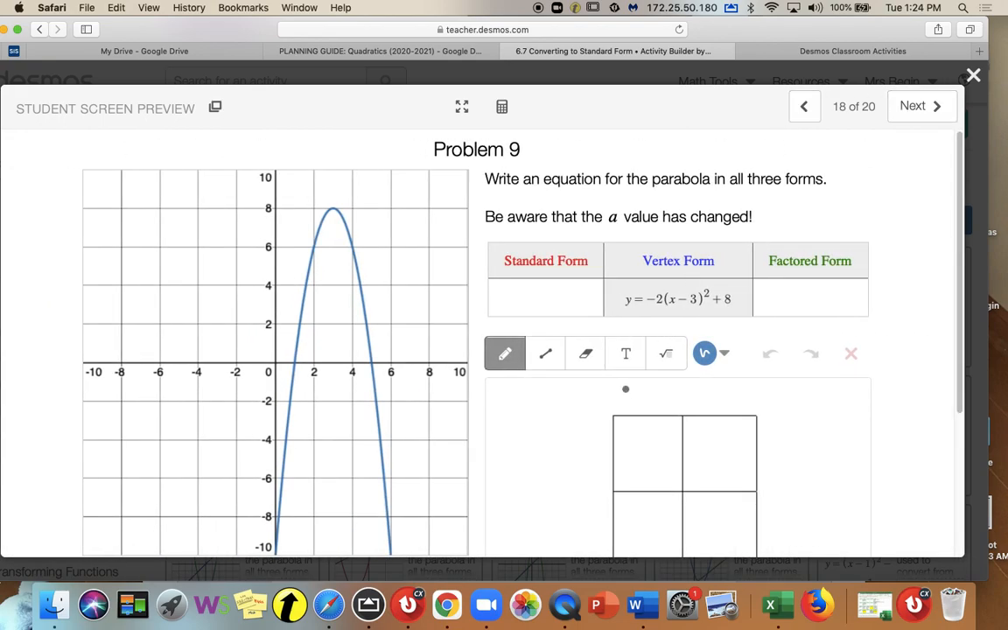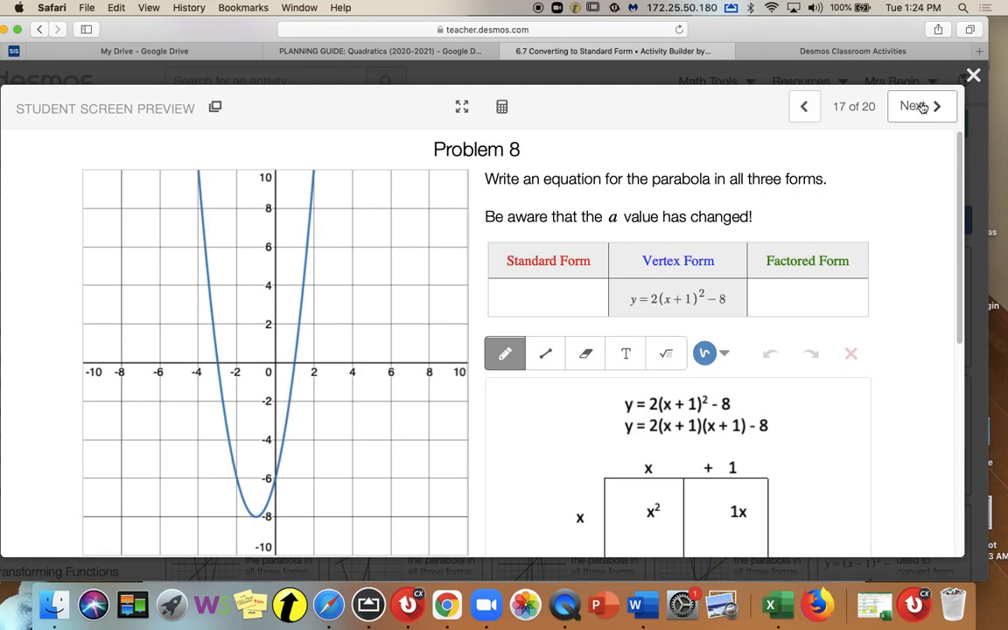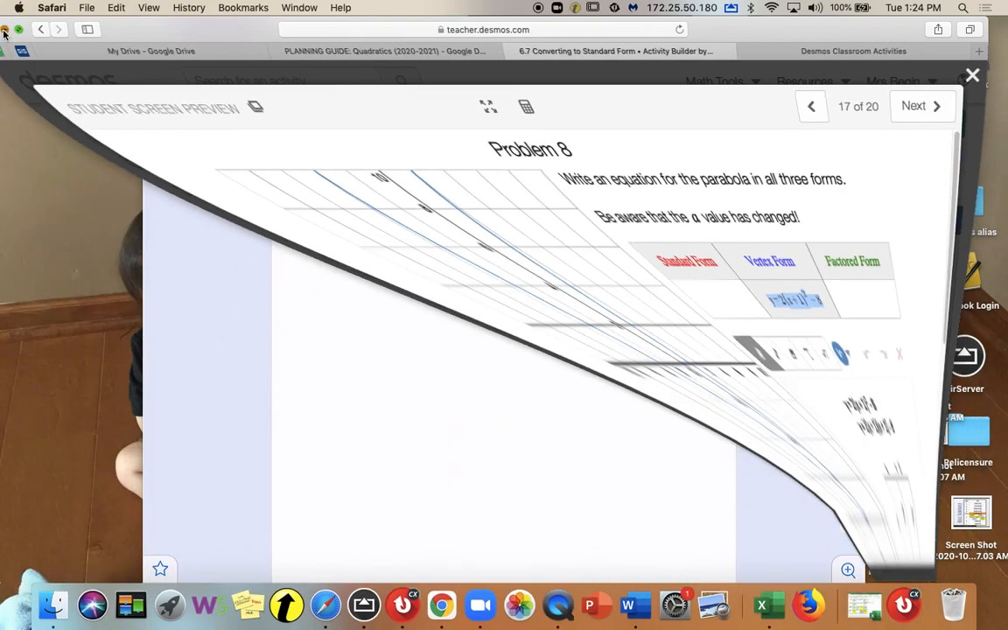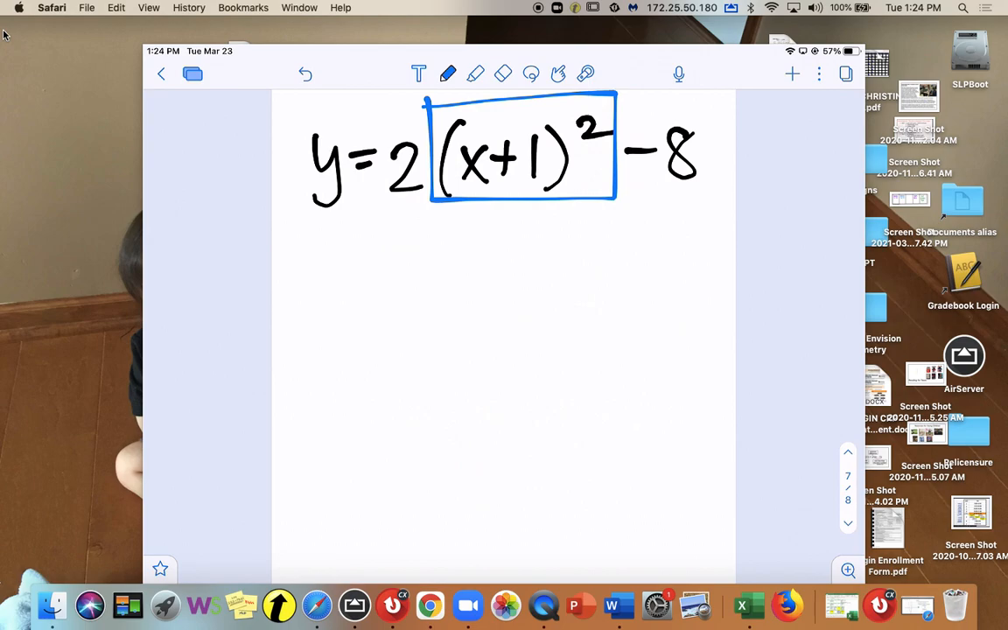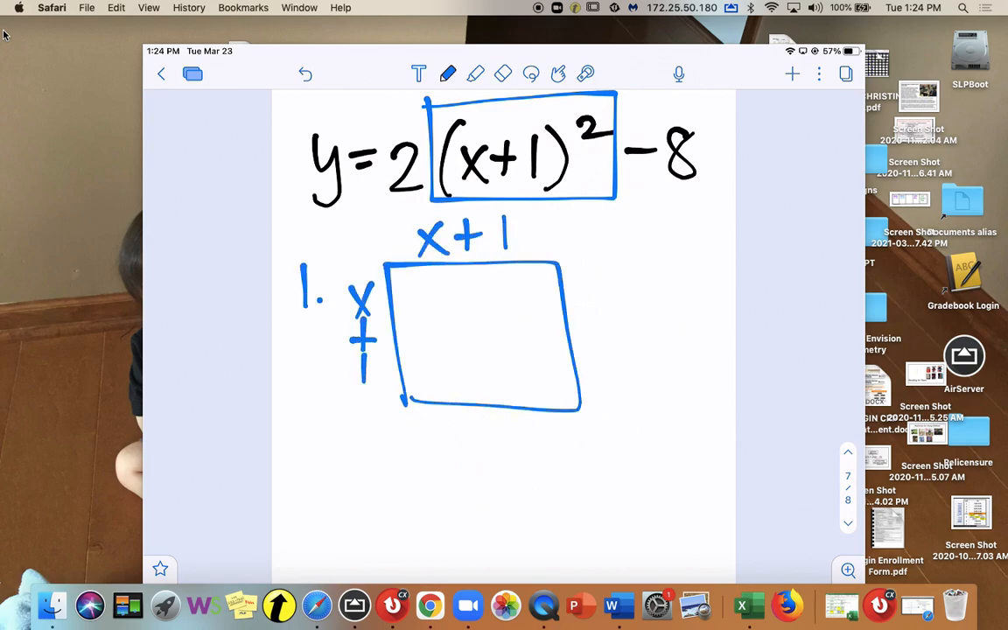Okay, so let's take a look at, well, what if there's a number in front, for slide number 8, problem 8, slide 17. All right, so this vertex form, we have that 2 in front. We have the parentheses, the squared, minus 8. First step is the box. Okay, so I'm going to write this up. So I have y equals 2 times x plus 1 squared minus 8. Okay, here's what it looks like. First step, I'll do, I don't know, blue. We've got to multiply out x plus 1 times x plus 1. We're going to use a box. x plus 1, x plus 1.